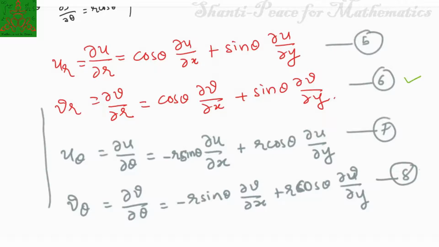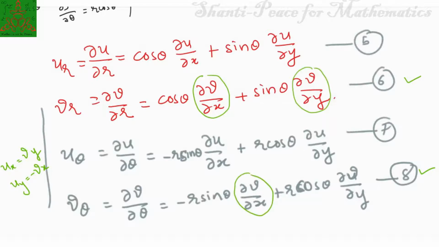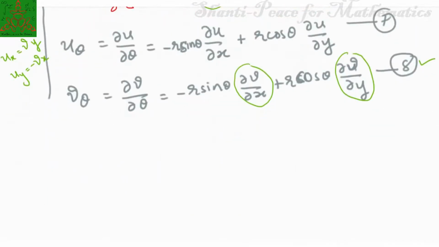So in equations 6 and 8, you will use the CR equations, that is ux is equal to vy and uy will be minus vx. That means whenever v is there, you just convert it into u. So these quantities I may convert into u and rewrite the equations, using the CR equations.